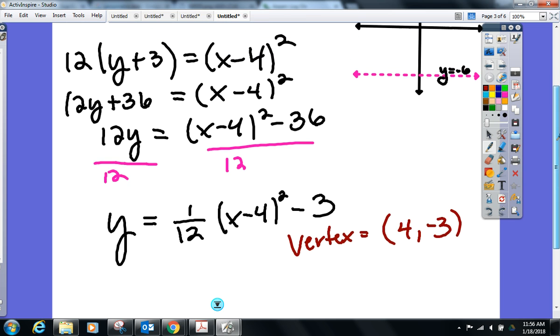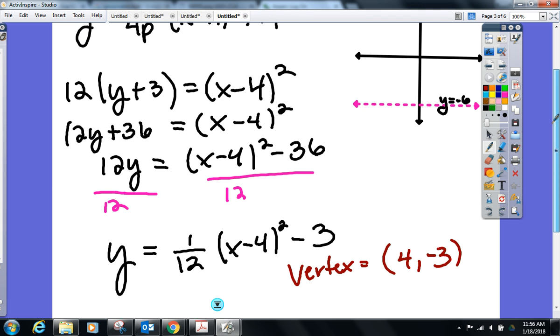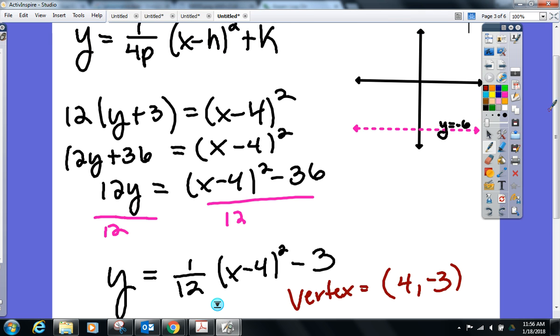And you guys told me the vertex is halfway in between the directrix and the focus. So 4, negative 3. There it is. 4, negative 3. There's your vertex right there. It's halfway. Halfway. Ready? How many units is the vertex away from the directrix right now? That's at negative 3. This is at negative 6. How far away are they?